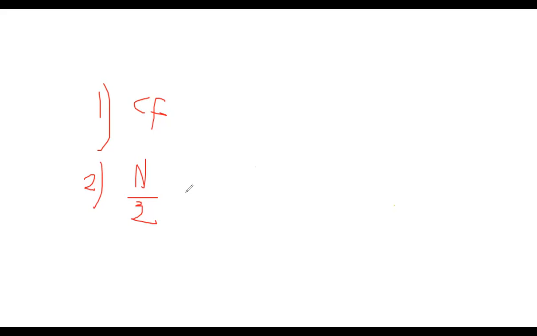In case of 25%, what do we need to do? Instead of n by 2, we divide the sum of frequency by 4, and identify that value in the cumulative frequency column. The class in which that value is accommodated is the n by 4 class.